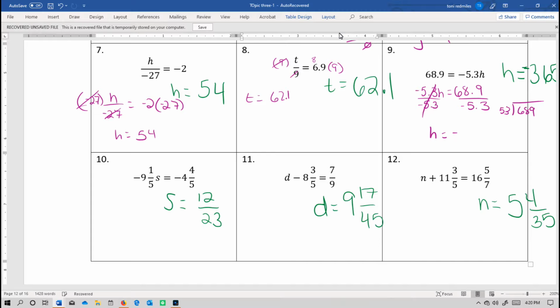Goes in there first, it goes in there once, right? Which is not the answer I got. Did I write my numbers down correctly? Ooh, let me see here. Maybe I did the wrong operation. I think I did. I think I multiplied instead of divided.